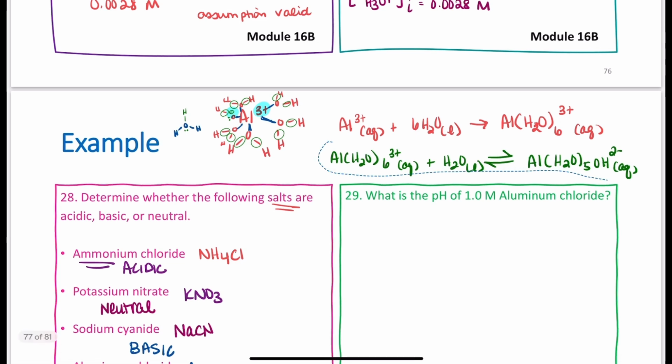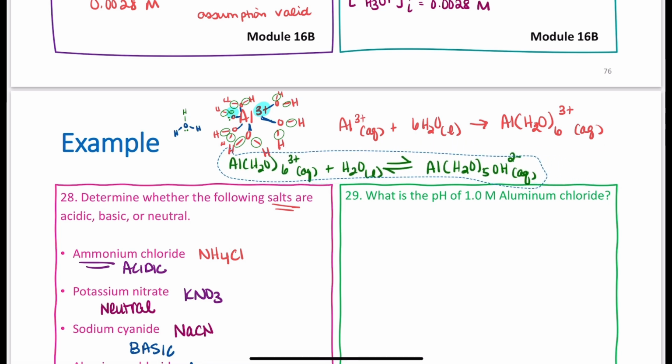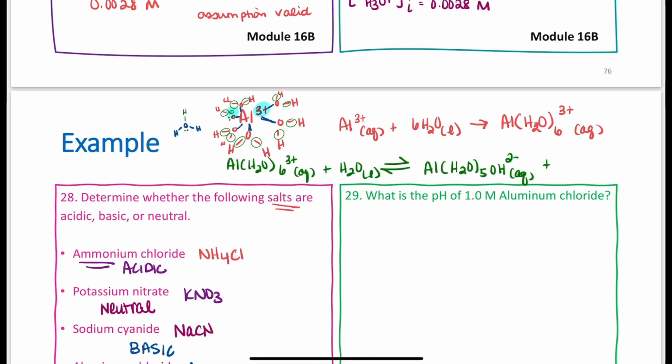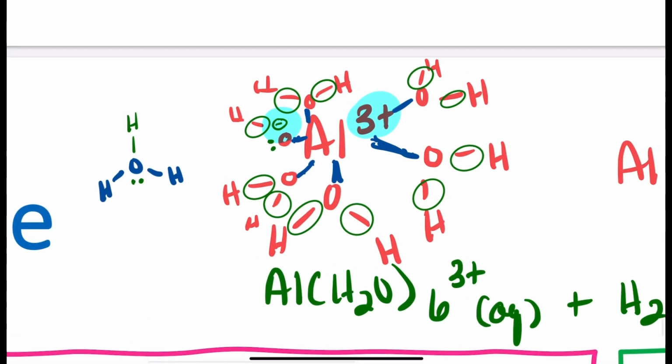So it forms this aluminum water hydroxide compound, but it also forms hydronium ion. And this is what's causing it to be acidic. The presence of that hydronium ion causes the solution to be acidic. And how much depends on the concentration of the species. But that's why small, highly charged metal cations can be acidic. They're doing this. This is forming. You need to be able to understand this and explain it.